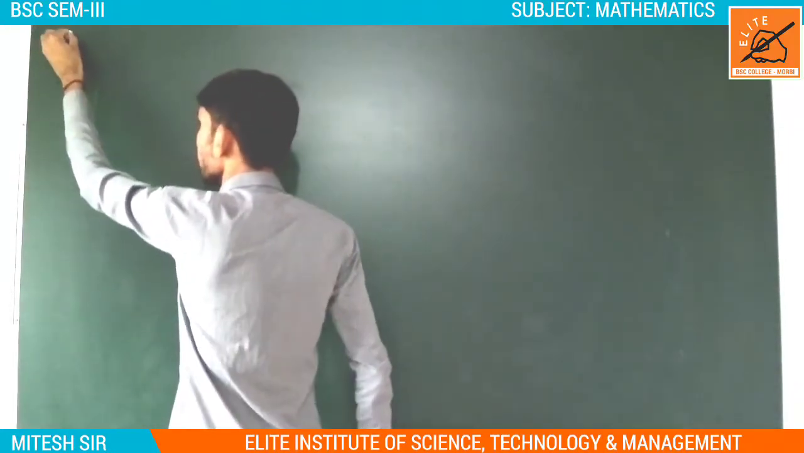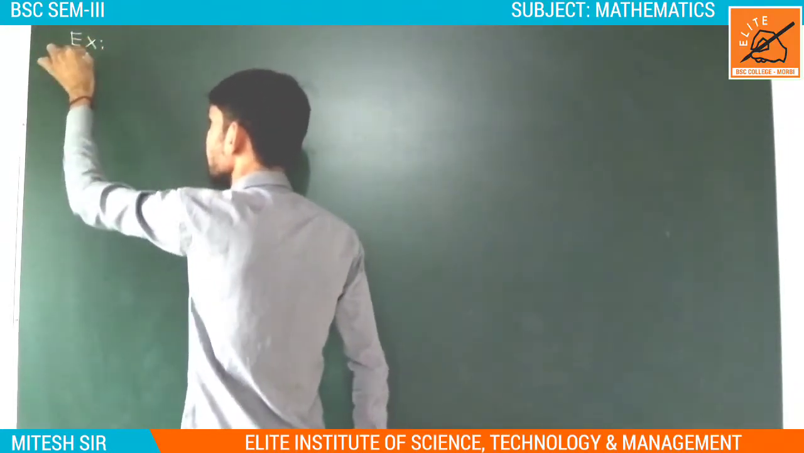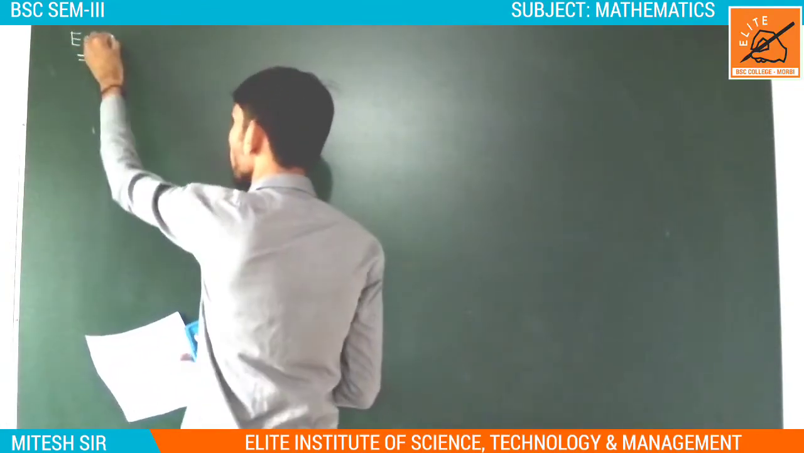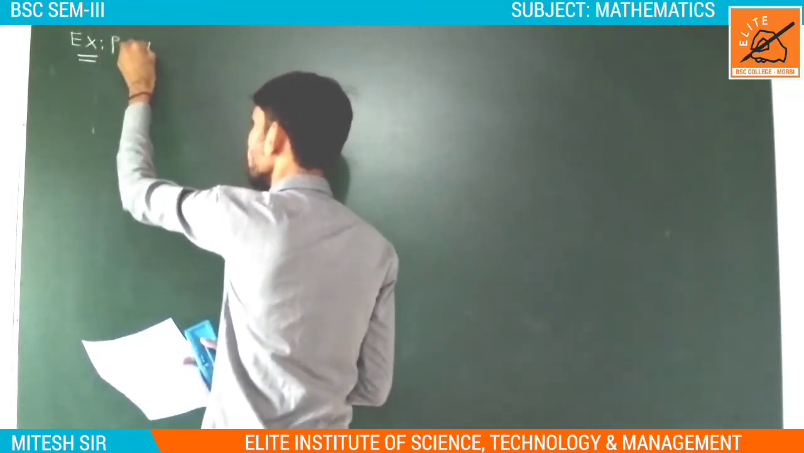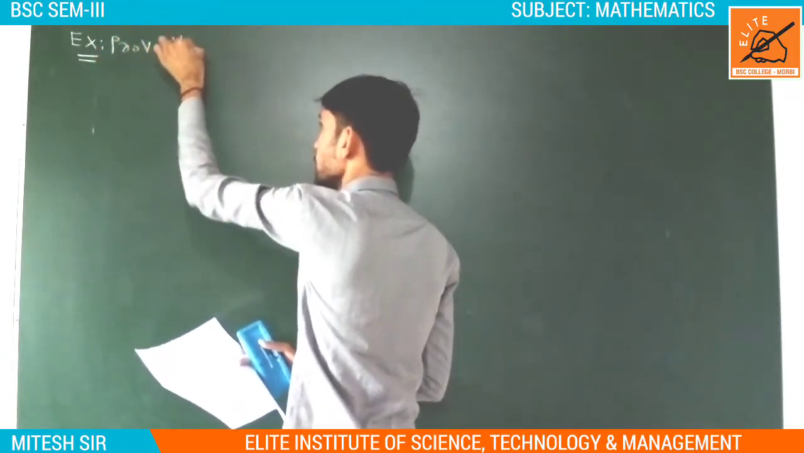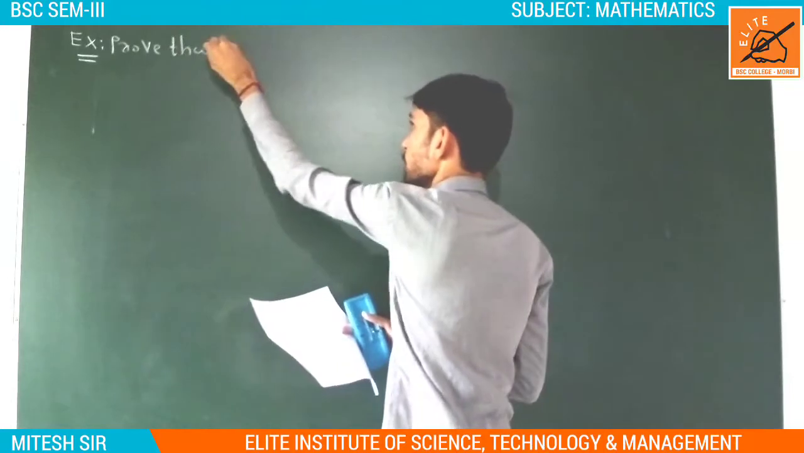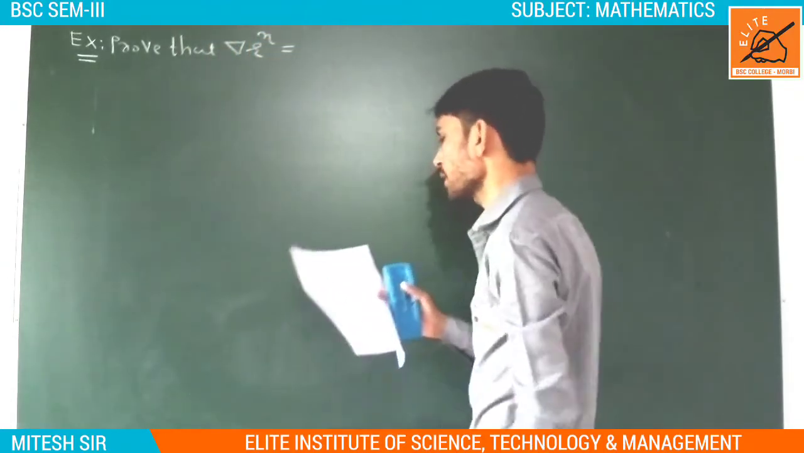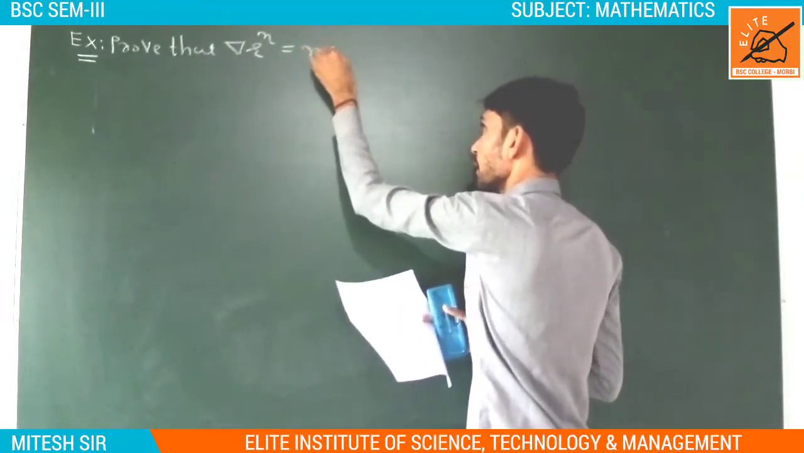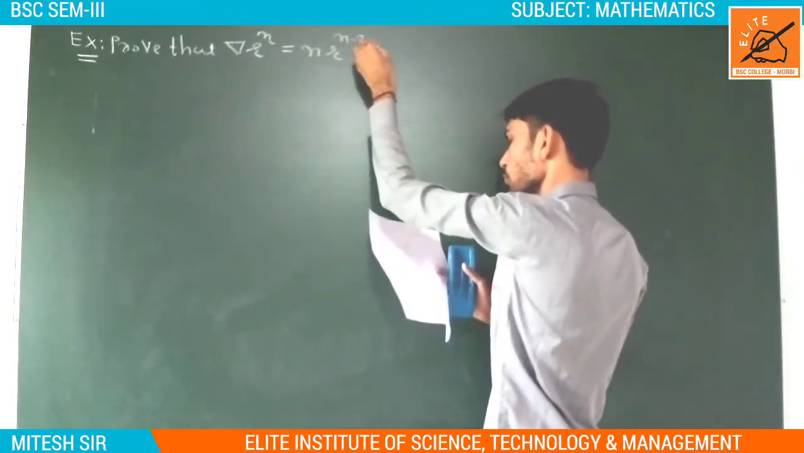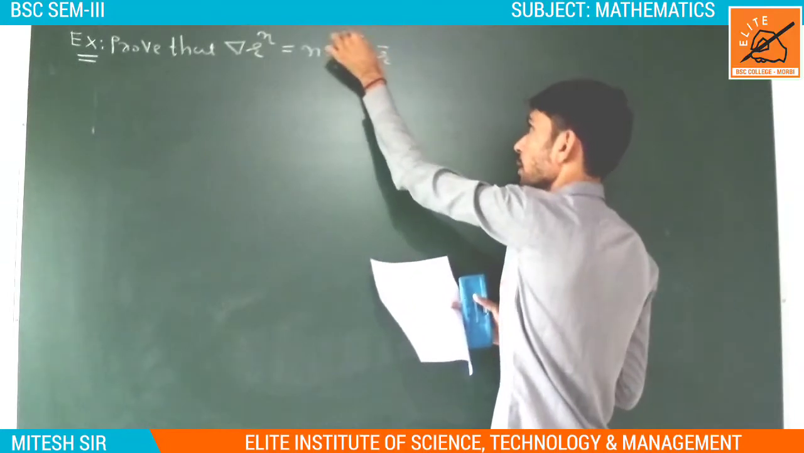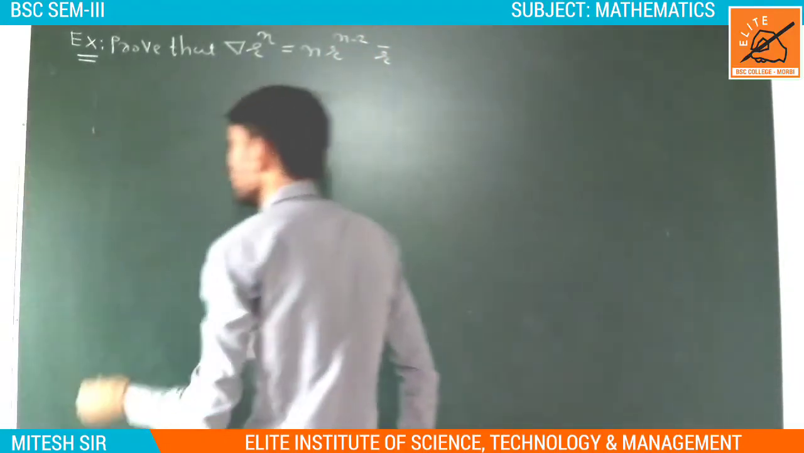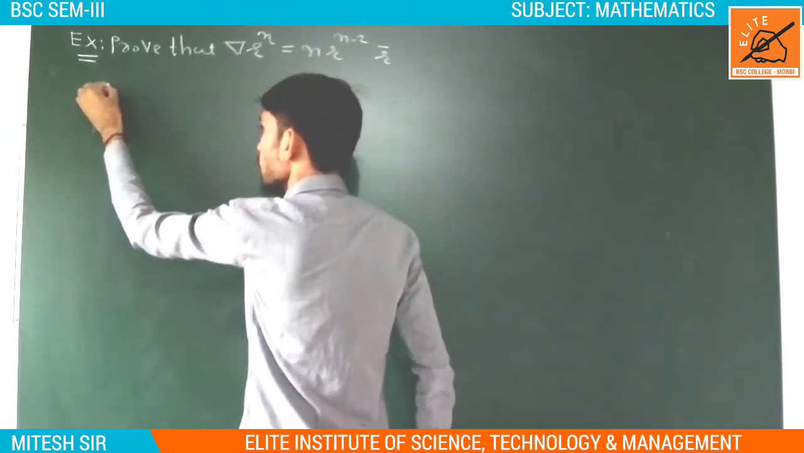First example is: prove that gradient of r raised to n is n r raised to n minus 2 into vector r bar. So let's see the solution.